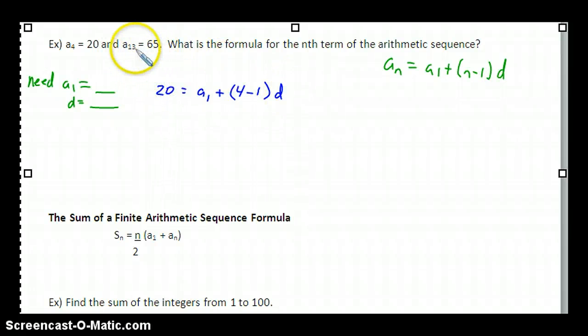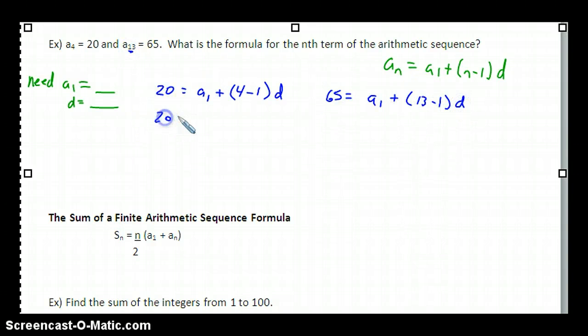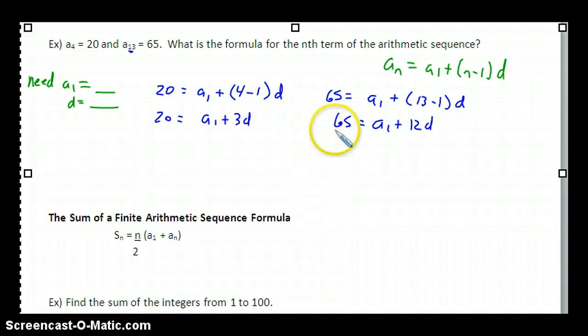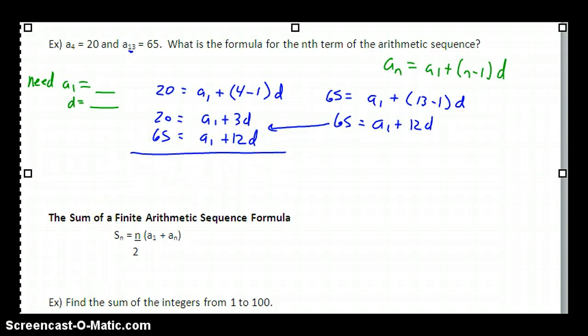Do the same thing for the 13th term. The 13th term of the sequence, so a sub 13, which is 65, would be equal to the first term of the sequence, which I don't know, plus the n, if this is the 13th term, would be 13 minus 1 times d. So if I simplify this, and I simplify this, now I can use the elimination method when I have two unknowns that I'm trying to solve for. I'm just going to move this one over here. 65 equals a sub 1 plus 12d. And now I can solve this equation by elimination method.